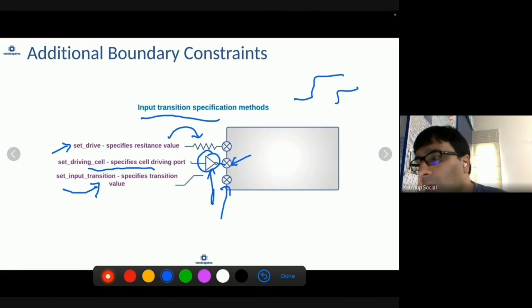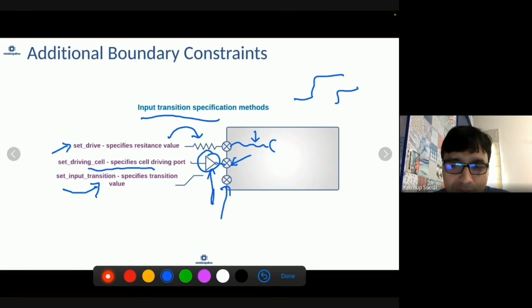So basically at the boundary, you are specifying how fast or slow the input is transitioning, because that will then be used to calculate inside the design what the delay values are. And you can specify this boundary constraint using the set drive, set driving cell, or set input transition command.